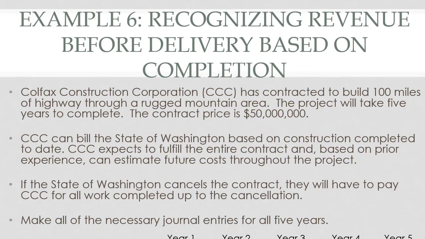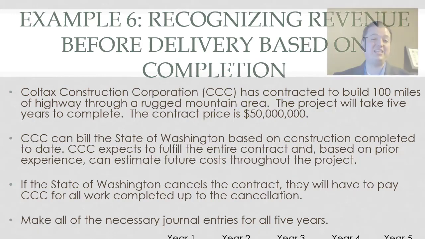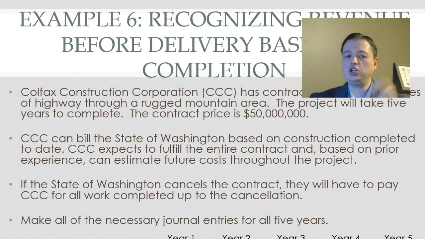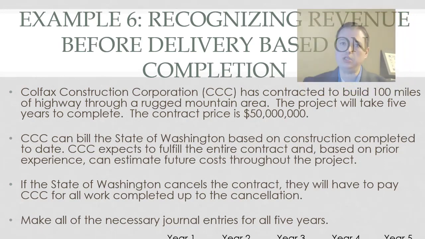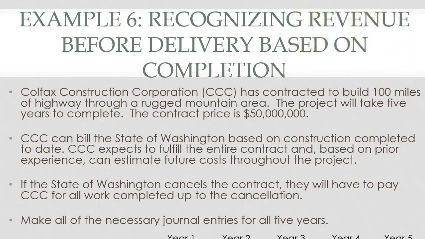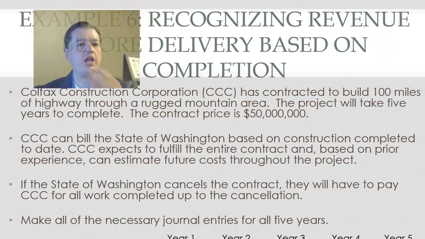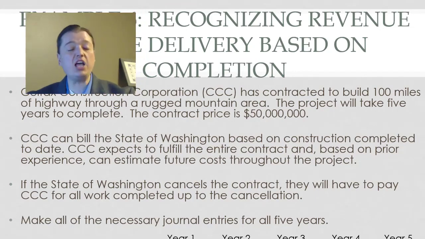Step 4, allocate the price to obligations. I don't even need a 10 key for this one. One obligation, one transaction price, $50 million. That's it. Now we're down to step 5, recognizing the revenue as the obligations are performed. And the question is, do I have to wait till I'm done with the highway, or can I recognize the revenue as I go? The answer is I can recognize it as I go.